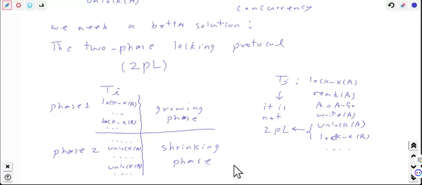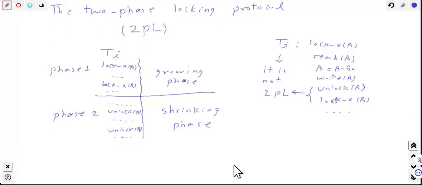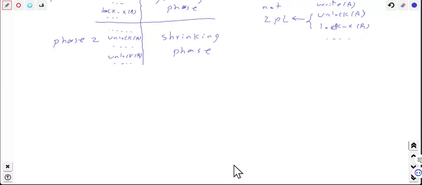If this rule holds for all the transactions of a schedule, that schedule is guaranteed to be conflict serializable. It means that if we obey 2PL, then our schedules are conflict serializable. This means that using the 2PL protocol, we can show conflict serializability.